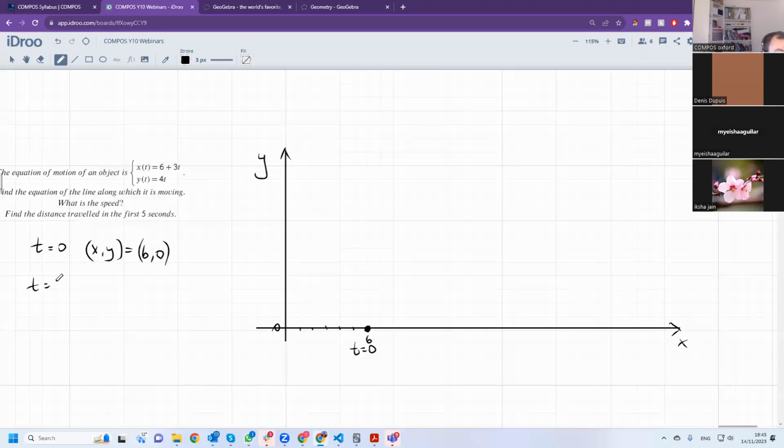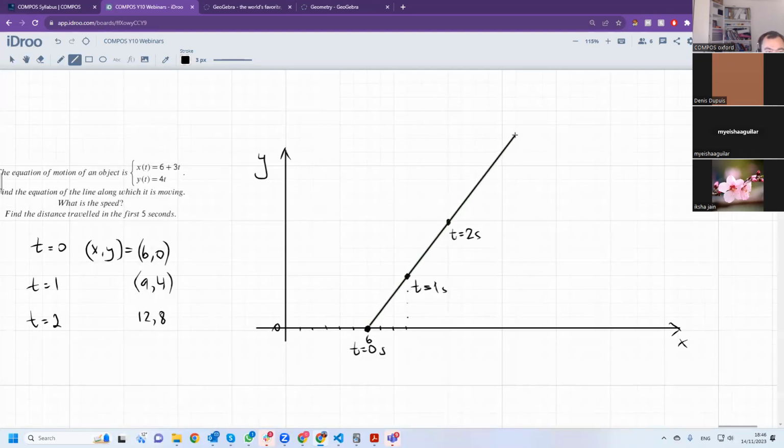When t is 1, this becomes 9 and 4. So 1, 2, 3, and 1, 2, 3, 4. So after 1 second, you have moved to this position. After 2 seconds, t equals 2, this is going to be 12, and this is going to be 8. So 12 and 8. So this is your position at t equals 2 seconds. So it looks like you are moving along this line.